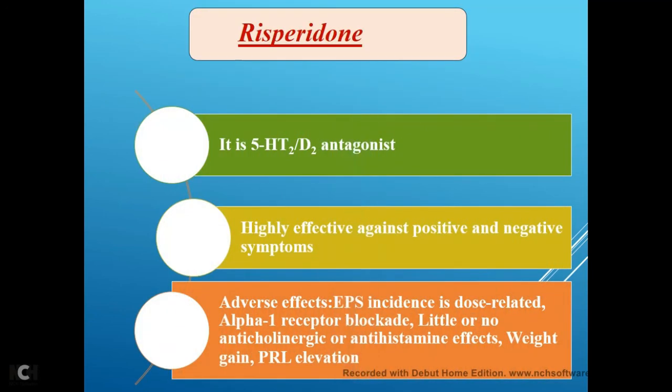Now risperidone. It is a serotonin and D2 antagonist, highly effective against positive and negative symptoms. Adverse effects: extrapyramidal symptom incidence is dose related, alpha-1 receptor blockage effect, little or no anticholinergic or antihistamine effect. Weight gain, prolactin elevation.